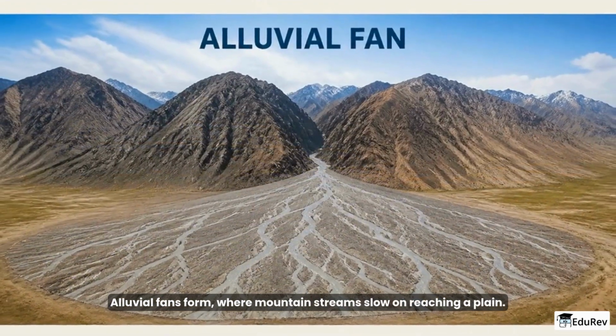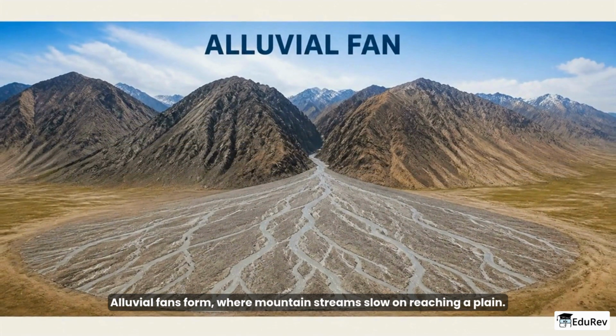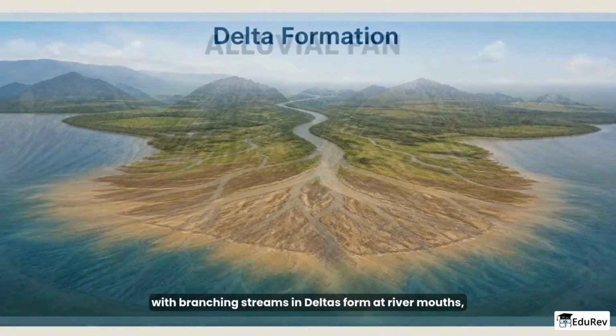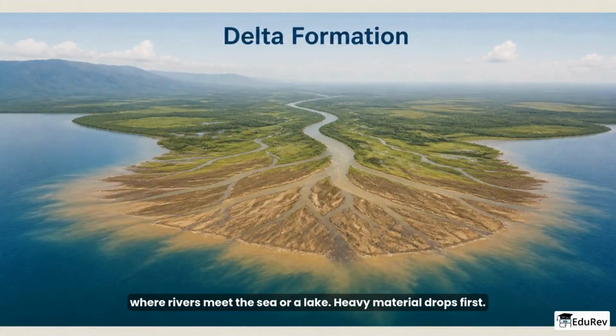Alluvial fans form where mountain streams slow on reaching a plain. They drop coarse load in a fan shape with branching streams on them. Deltas form at river mouths where rivers meet the sea or a lake. Heavy material drops first. Finer silt and clay settle farther out, building outwards.